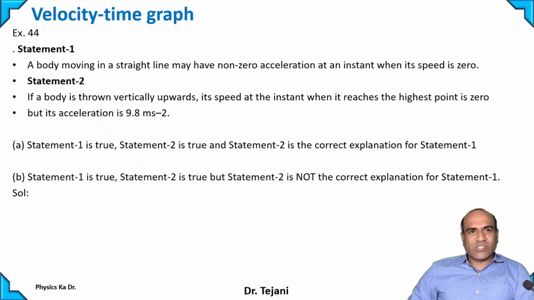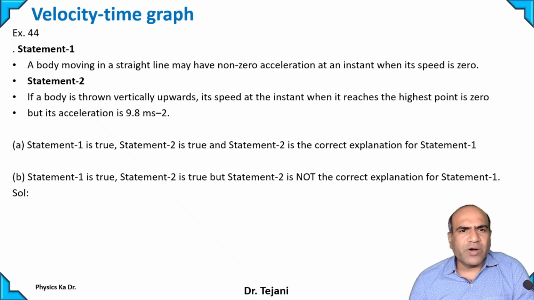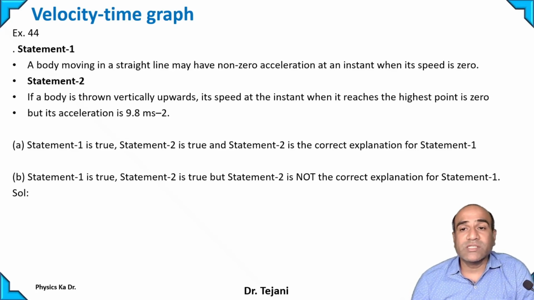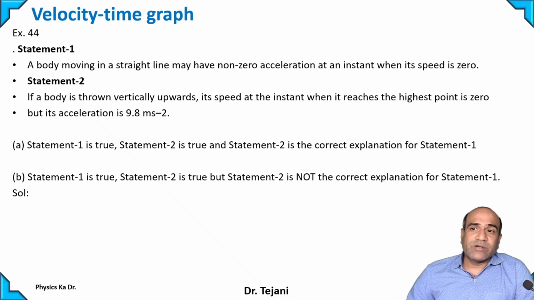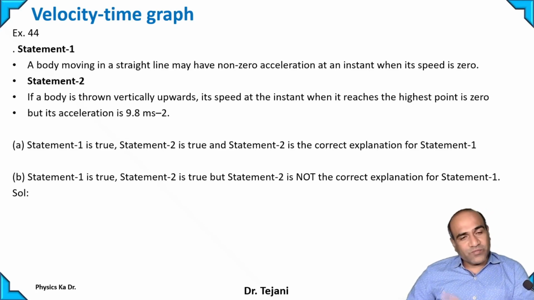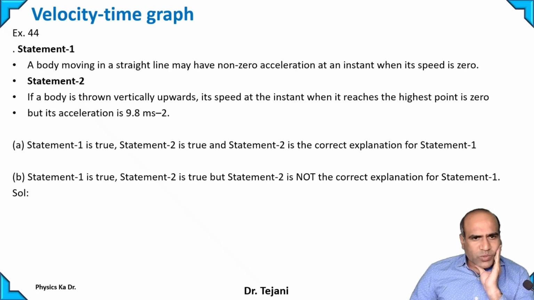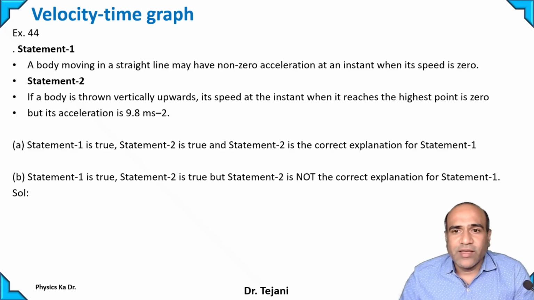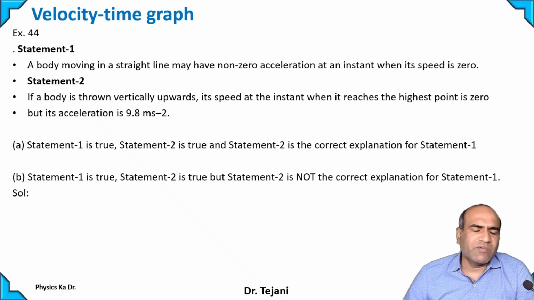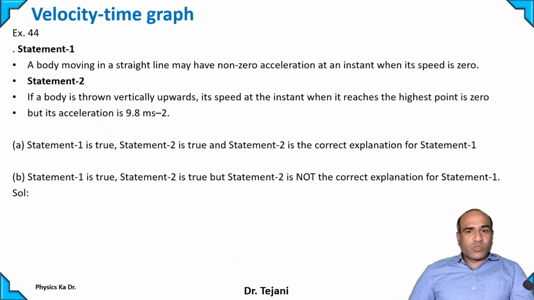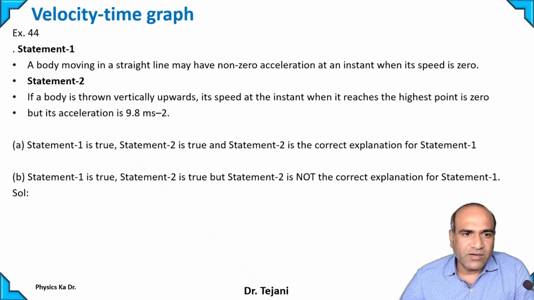Now we are at the last question, example number 44, with some statements. Statement 1: a body moving in a straight line may have non-zero acceleration at an instant when its speed is 0. Statement 2: if a body is thrown vertically upward, its speed at the instant when it reaches the highest point is 0, but its acceleration is 9.8 meter per second squared. Statement 1 is true, statement 2 is true, and statement 2 is the correct explanation for statement 1.